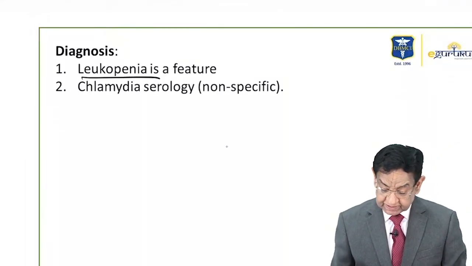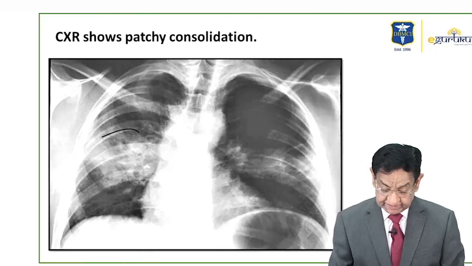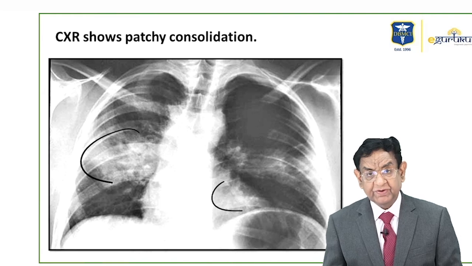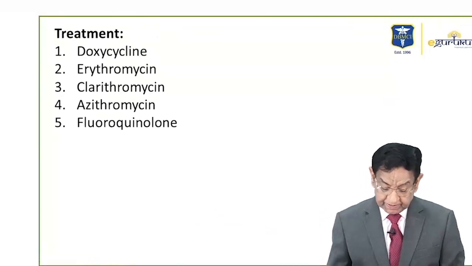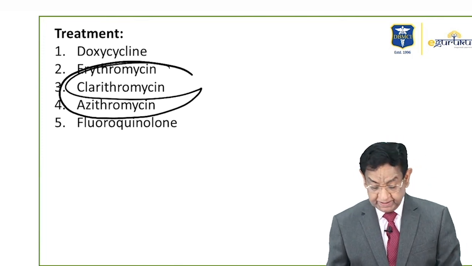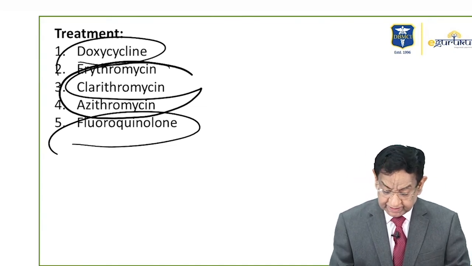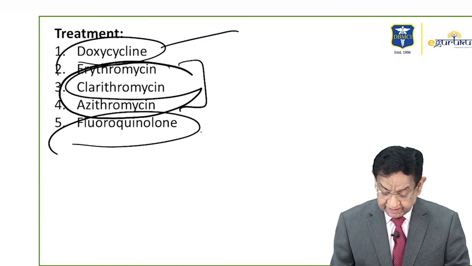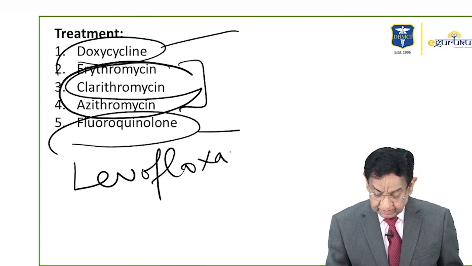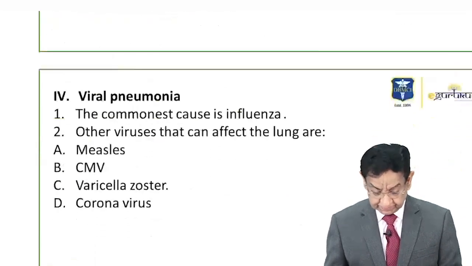Leukopenia is a feature. Serology is non-specific, of course. Chest X-ray shows patchy consolidation. That is a feature of most of the pneumonias. Treatment again: azithromycin, that means all macrolides, quinolones and doxycycline. In fact, all this group of drugs I'm talking about, doxycycline, macrolides and fluoroquinolones, where we have levofloxacin, are the drugs that we use in any OPD case of pneumonia.